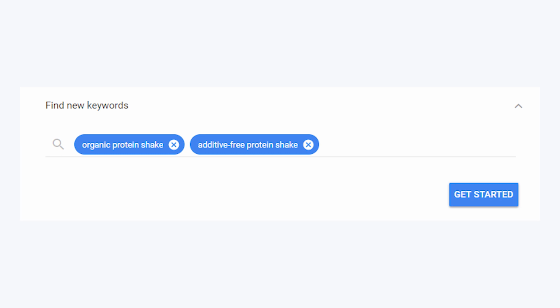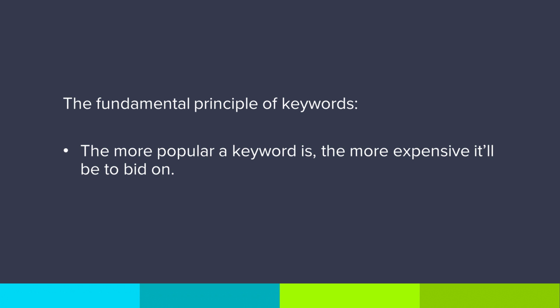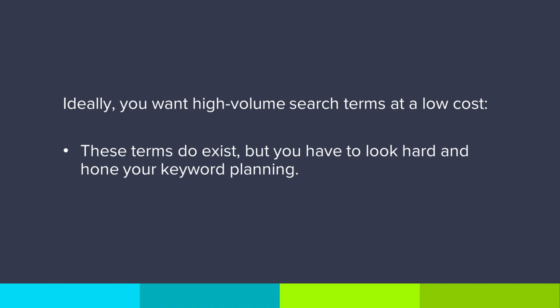So after you've filled in your list, hit Get Started. Before I jump into what you'll see after that page, let me just go through the second option. See search volume and forecasts for your keywords. Now, this is another part of your keyword planning. The fundamental principle of keywords, at least for the purpose of Google AdWords advertising, is that the more popular a keyword is, the more expensive it will be to bid on. Ideally, you want high volume search terms at a low cost.